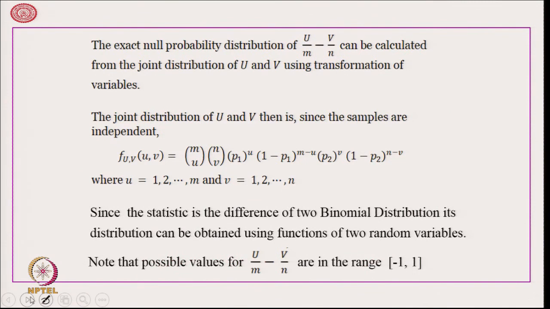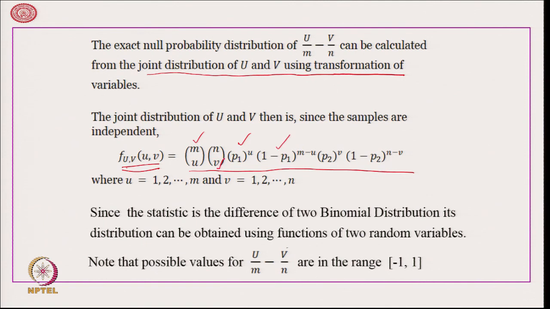Now, the exact null probability distribution of u by m minus v by n can be calculated from the joint distribution of u and v using transformation of variables. I am not going into the detail of that, because that is not within the scope of this course, but let us understand that the joint distribution f u v at a point small u, small v can be written as the product of their individual mass functions, because they are independent. Therefore, it is m c u p 1 to the power u, 1 minus p 1 to the power m minus u, multiplied by n c v p 2 to the power v, 1 minus p 2 to the power n minus v, where u can be between 1 to m and v can be between 1 to n. And what is going to be the value of the statistic u by m minus v by n?